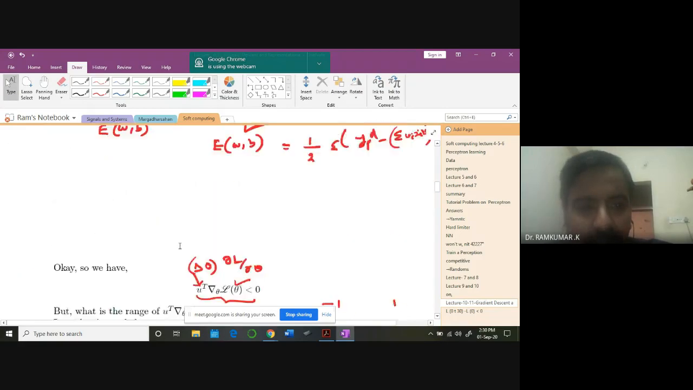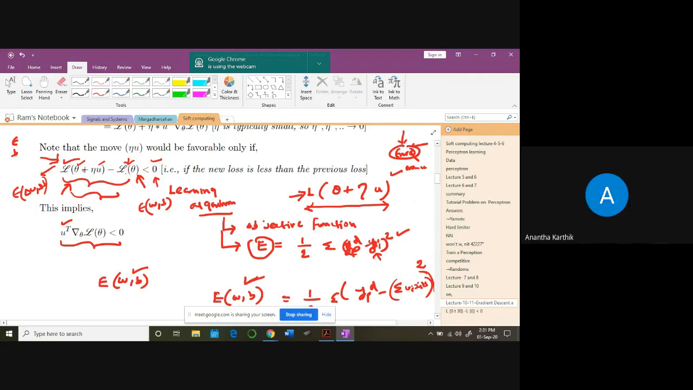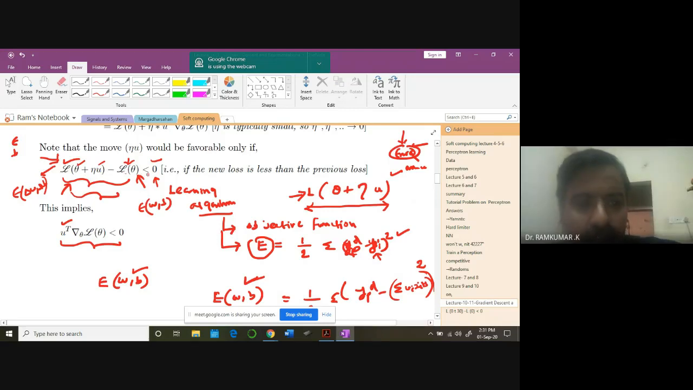Then only your new objective: the difference between the new cost function and the previous cost function will be less than 0. It means what? Your error is minimized. This difference should be less than 0 means your newly updated error is minimized. Are you getting the point here? This is the updated cost function, this is the previous cost function. If this difference is less than 0, the error has come down. The initial error, the next error: the successive error should be less than 0.